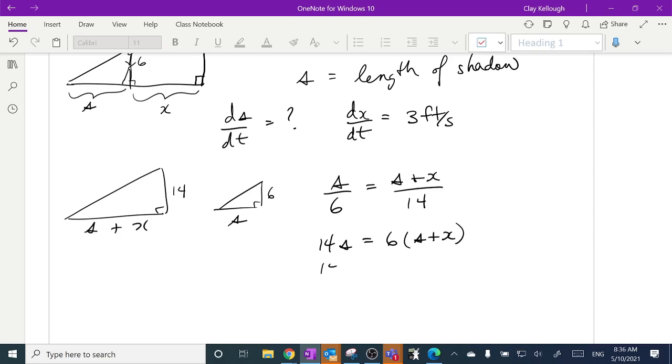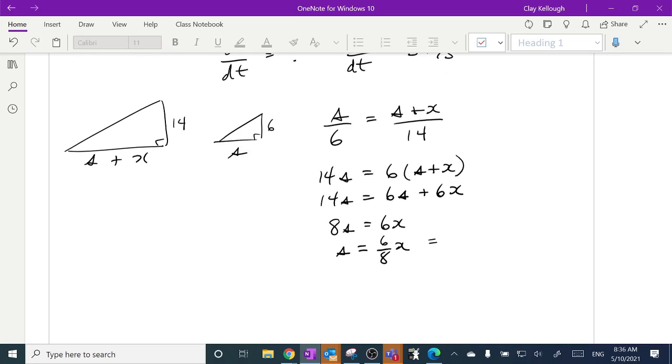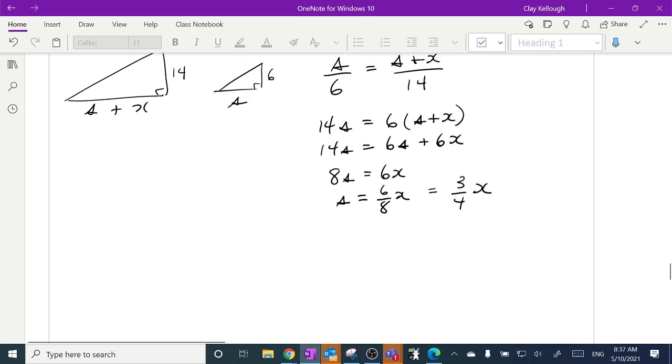So I can say that 14s is equal to 6s plus 6x. And I'll collect my s's. 8s is equal to 6x. So s is equal to 6/8 of x, or simplify that, 3/4 of x. So there we go. We can actually just use this as an equation. s is equal to 3/4 x, right?